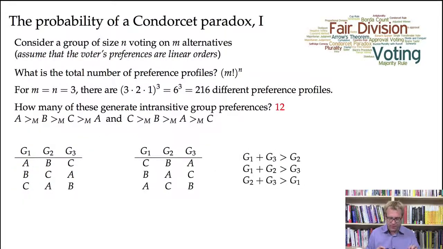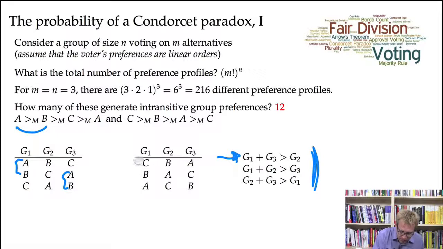But if these three inequalities are satisfied in either one of these two preference profiles, then you will generate the Condorcet cycle. For example, if G1 plus G3 is greater than G2, that means a majority of people prefer A over B in the first preference profile. In the second preference profile, that gives us a majority of people who prefer C over B.